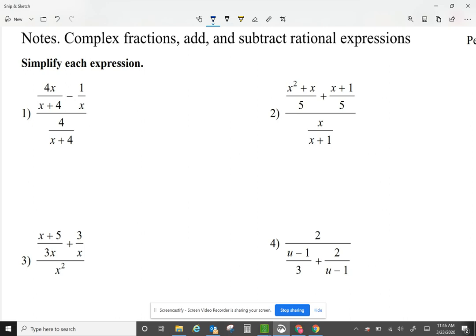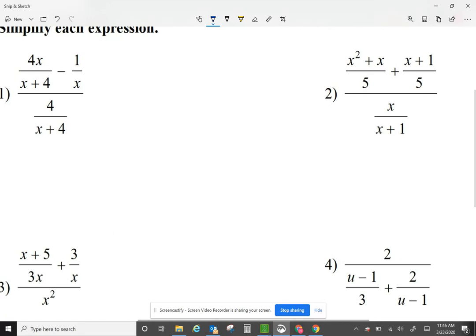All right, for today, we're going to be looking at complex fractions. What complex fractions is basically a fraction of fractions. If I separate this line, let me separate that in blue, you notice that on the top I have fractions and at the bottom I have fractions. So it's a fraction of fractions.